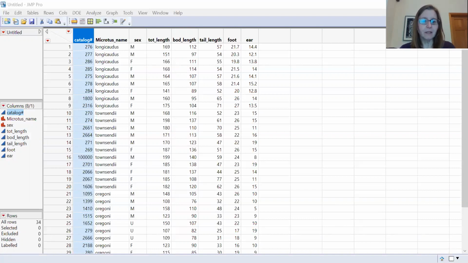The measurements include the length of the animal, their body length, so this is the length from the snout to the rump, the tail length, the foot length, and ear length. Somebody might take these sorts of measurements to look at how those body measurements change across an environmental gradient or differ between species.